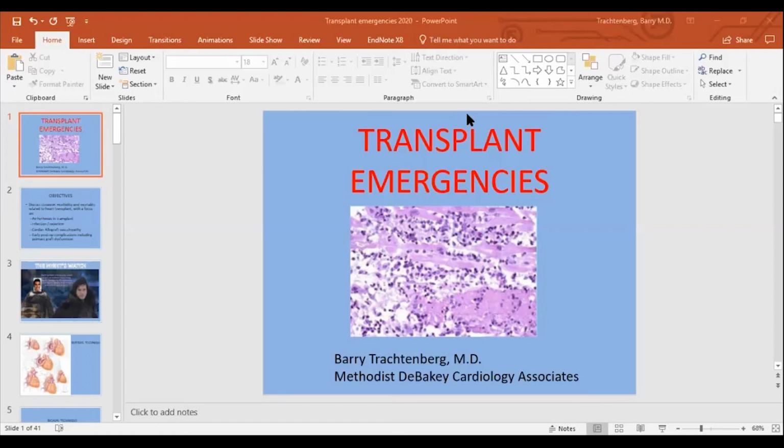But if somebody comes in with like a flutter with RVR, let's say within that first year, do you still recommend rate control? I mean, you don't do rate control. Are you using rhythm control? Yeah, so we might. So that's a challenge. First of all, if they come with a flutter, that's not common, and so we're going to really try to figure out what's going on in terms of whether they're having rejection.